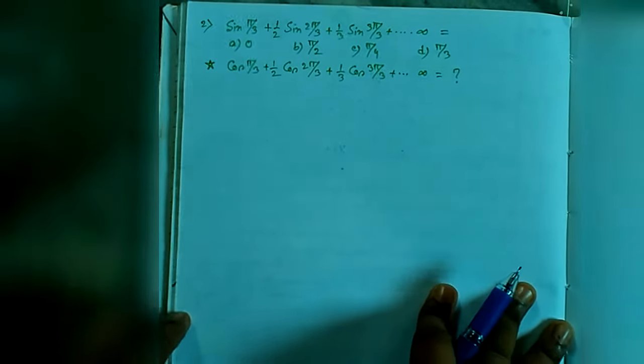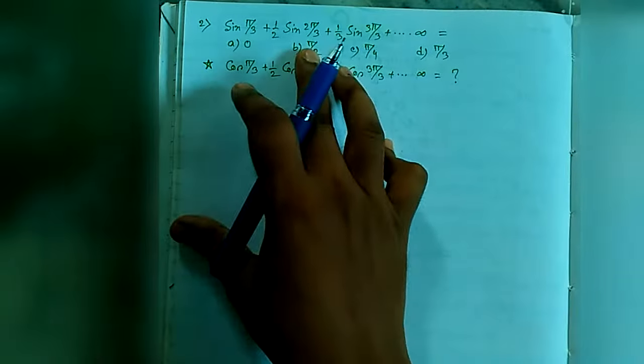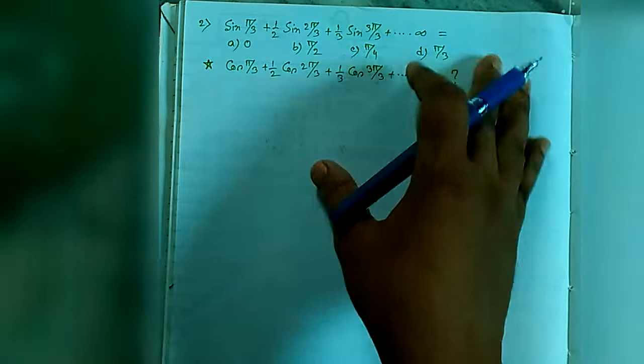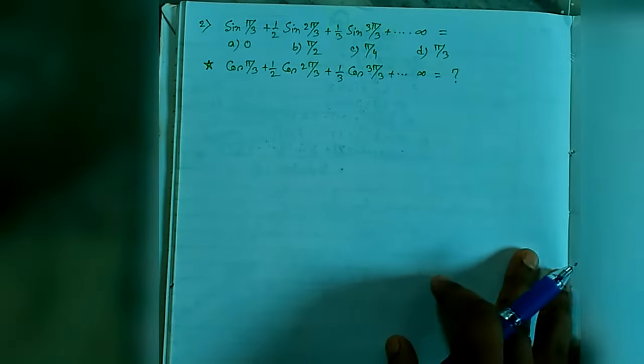Let us take another problem. Sin pi by 3 plus half of sin 2 pi by 3 plus so on to infinity. This sum will be either 0, pi by 2, or pi by 4. First watch my video and try it yourself.